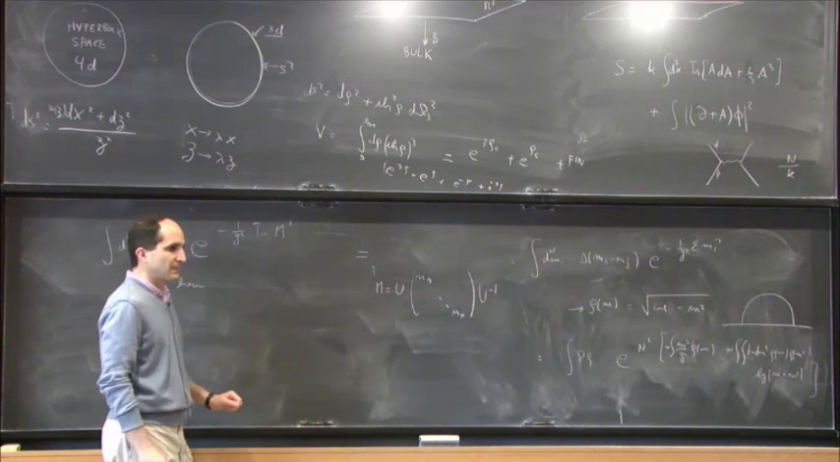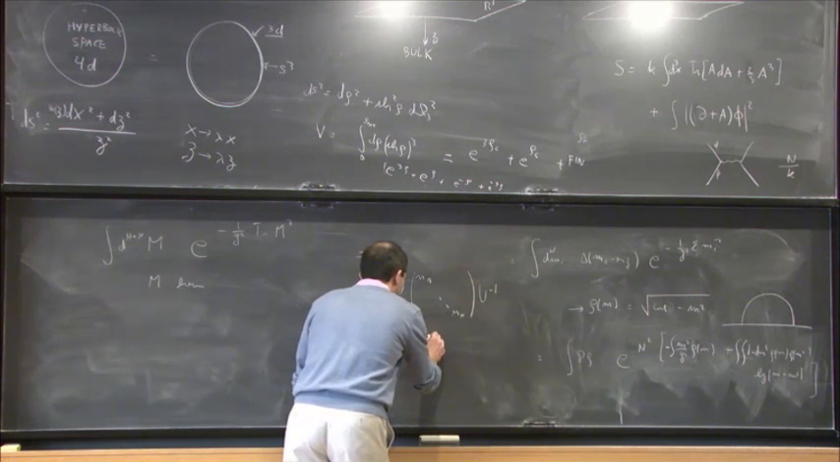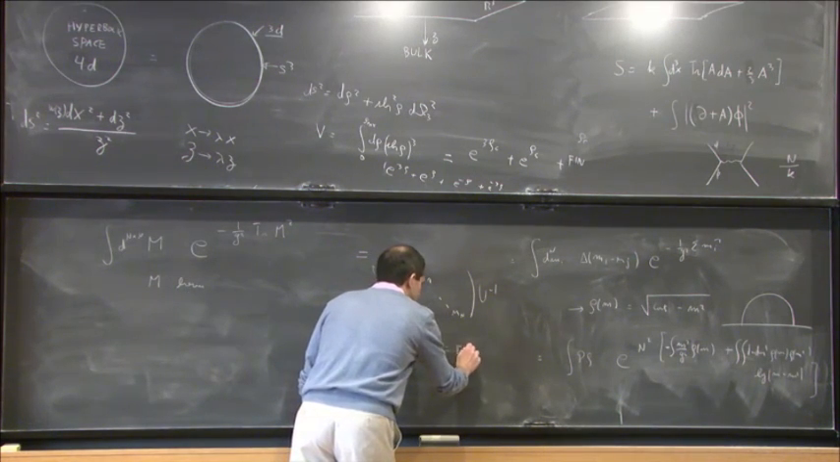And g was going to 0 in your limit? Yeah, this is in the limit that g squared n is fixed.